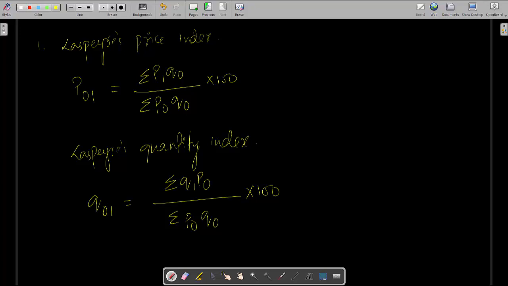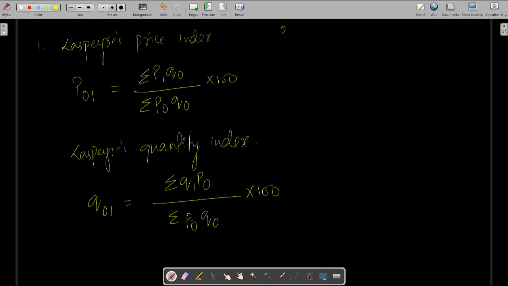Now come back to the numerator. We are calculating price here, therefore you see P1 first. If it is P1, then the next one is automatically Q0. Similarly for quantity index, since it is quantity, you will see Q1 first. So Q1 and P0, it is just the opposite. This way you can learn the formula of Laspeyres' price index.